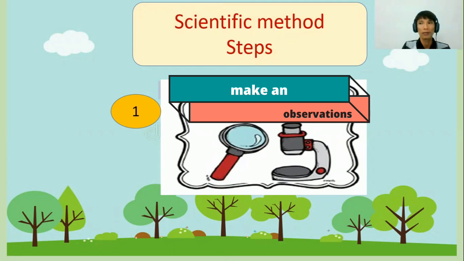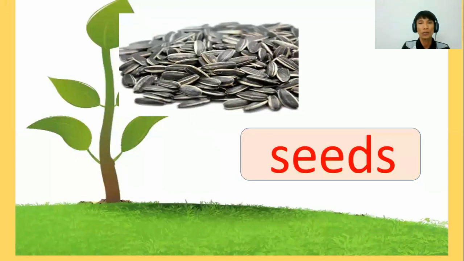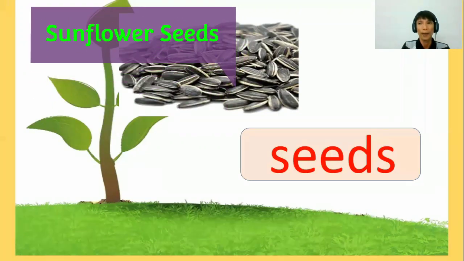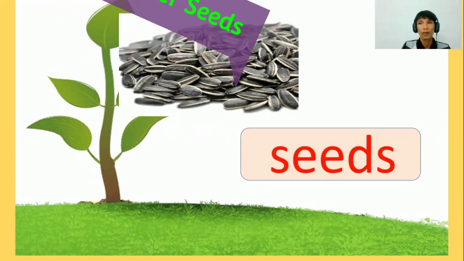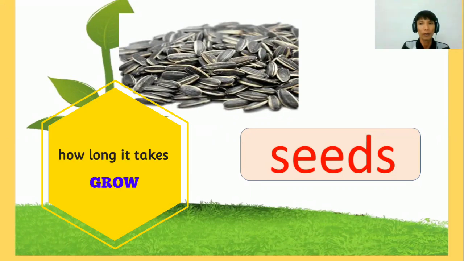Make an observation. So in the following pictures, we chose to do the sunflower seeds experiment. I repeat, we chose to do the sunflower seeds experiment. Where we only grow seeds and see how long it takes to grow. And that is seeds.